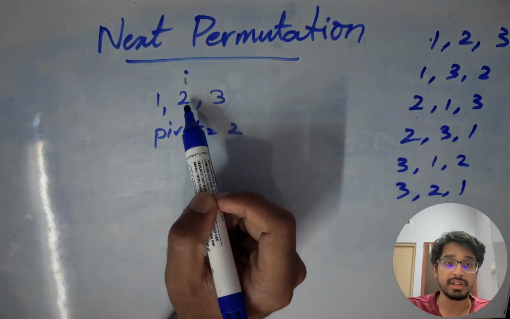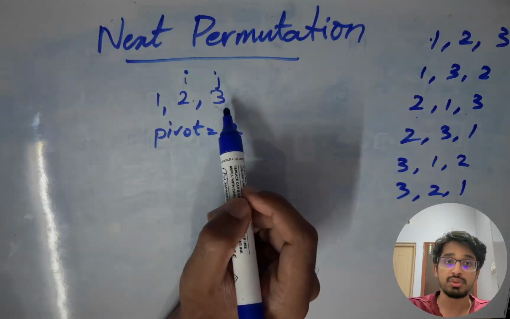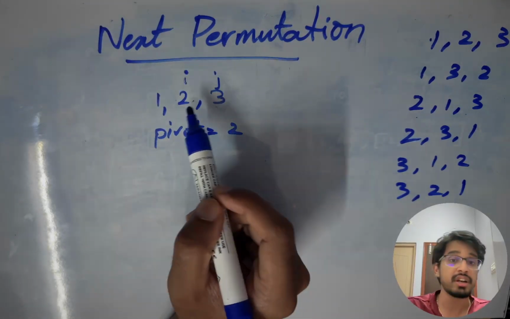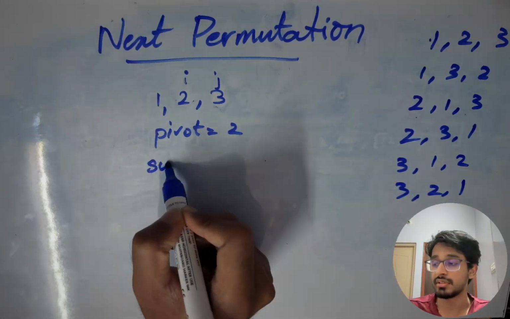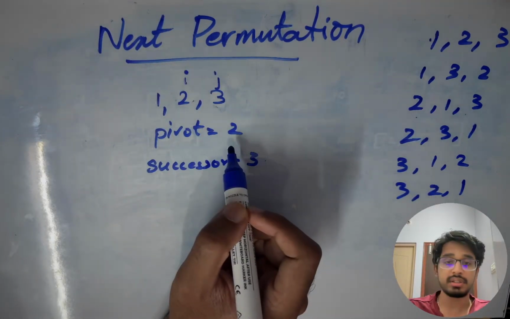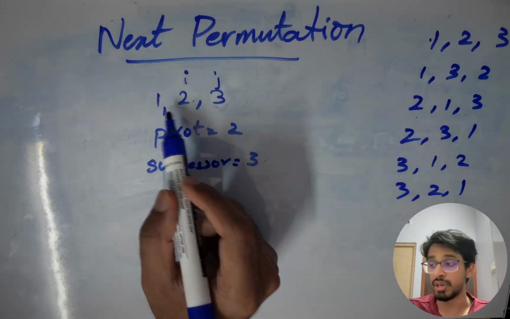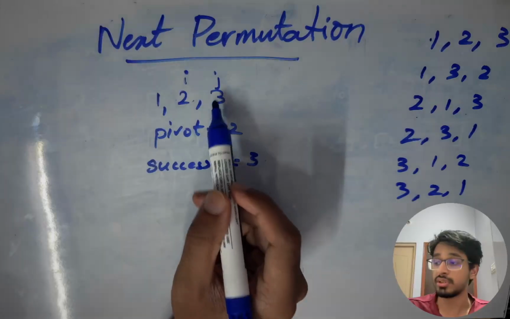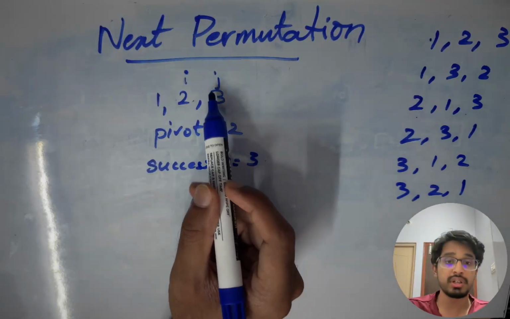Currently I is at 2, right? So we can put another iterator here called J. The value of J is 3. So 3 is greater than 2, right? So this becomes our successor. Basically, the pivot is the number which we want to increase. With 1 2 3, more than 3 we cannot go, so there is no 4 or 5 or anything. 3 is the last number, so we cannot increment 3.